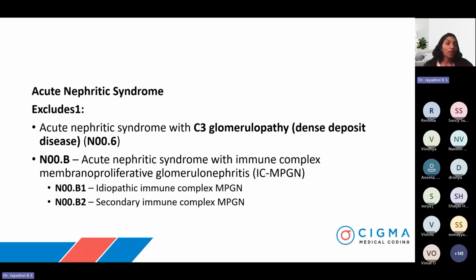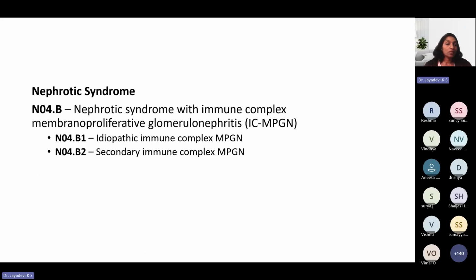Let's see what all these are. Acute nephritic syndrome, here excludes one is acute nephritic syndrome with C3 glomerulopathy. And N00.B is acute nephritic syndrome with immune complex membranoproliferative glomerulonephritis, ICMPGN. B1 and B2 are idiopathic and secondary. The codes are separately given. It's expanded. Here also you can see the nephrotic syndrome with immune complex membranoproliferative glomerulonephritis. Here also the codes are expanded as N04.B1 for idiopathic and B2 for secondary immune complex MPGN.